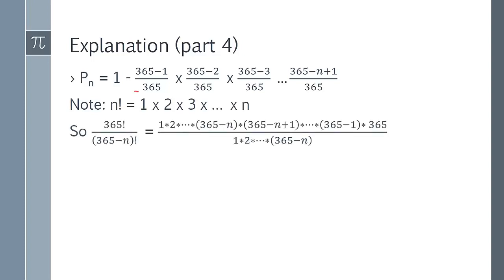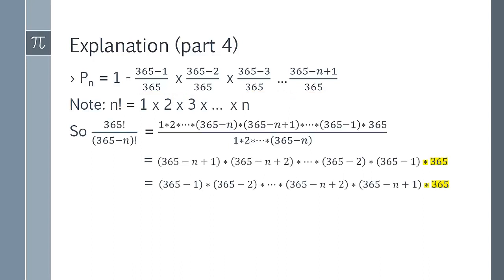Now for the probability that no people have the same birthday, let's take the numerator and try to write it in terms of factorials. So we have 365 factorial over the factorial of 365 minus n, and we get the right hand side. Notice how the numerator contains all the numbers that are in the denominator. So we can cancel out 1 here, 2 here, all the way up to 365 minus n. And what is left is this number here.